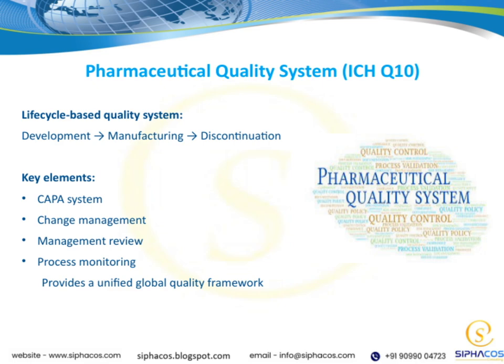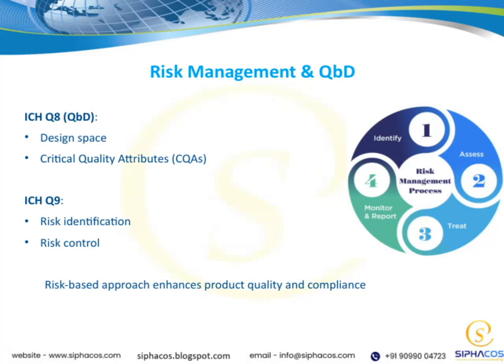Together, these elements provide a unified global quality framework, helping us maintain consistent quality standards no matter where or when the product is made. This integrated approach is essential for ensuring product safety, efficacy, and compliance across the entire life cycle. Let's take a closer look at risk management and QbD.